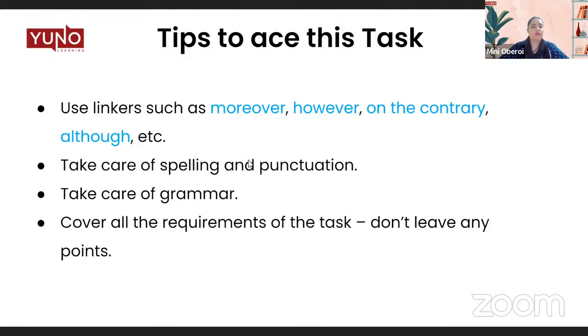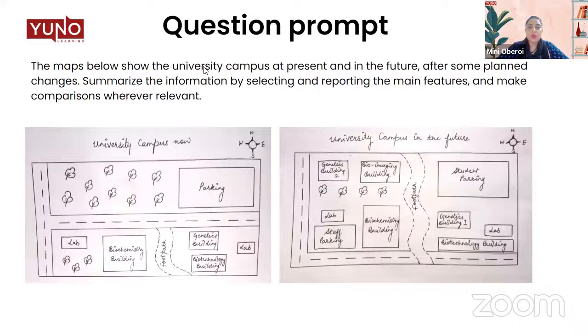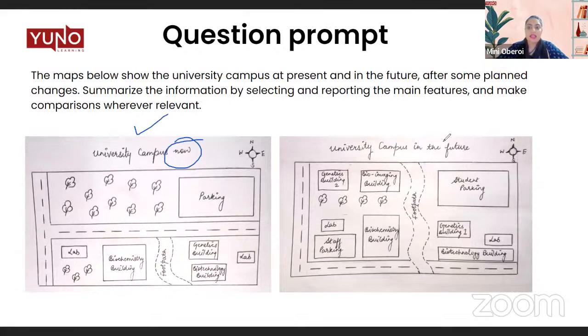Let's have a look at this question, everyone. The maps below show the university campus at present and in the future. After some planned changes, summarize the information by selecting and reporting the main features and main comparisons where relevant. So we know that this visual is related to the present, and this one is related to the future. So we'll be using present tense and future tense, something very simple and basic to understand.